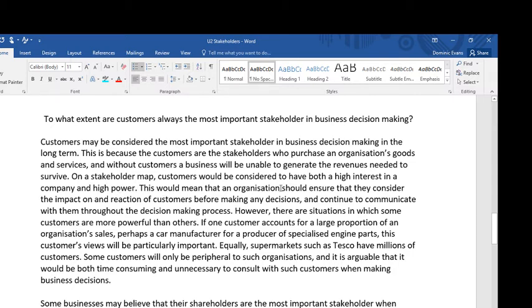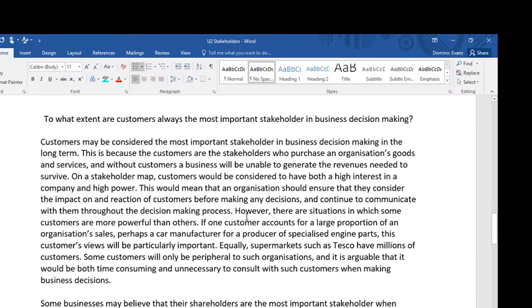This would mean that an organisation should ensure that they consider the impact on and reaction of customers before making any decisions and continue to communicate with them throughout the decision-making process. So I've taken my point about customers being the people who provide the revenue for an organisation through purchasing their goods and services, and I've developed that through the use of stakeholder mapping and saying why customers should be involved in the decision-making process.